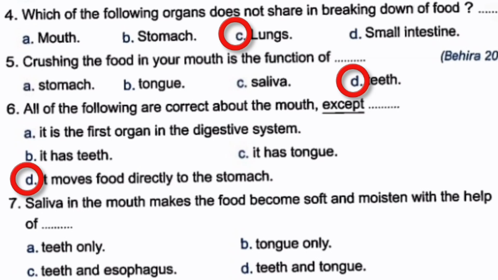Number 7. Saliva in the mouth makes the food become soft and moist with the help of teeth only, tongue only, teeth and esophagus, teeth and tongue. The right answer is teeth and tongue, so we will choose letter D.